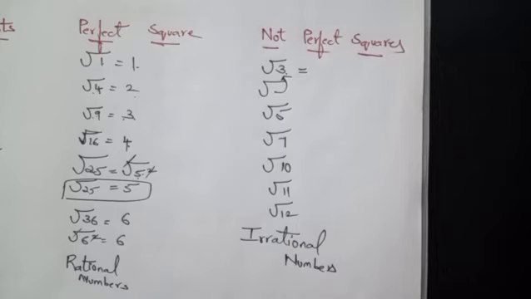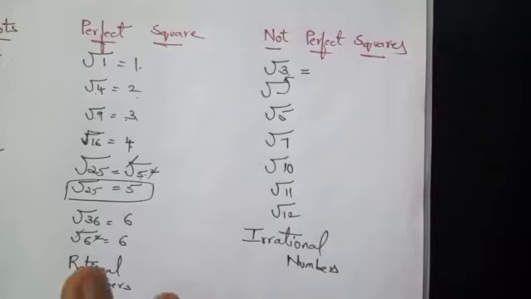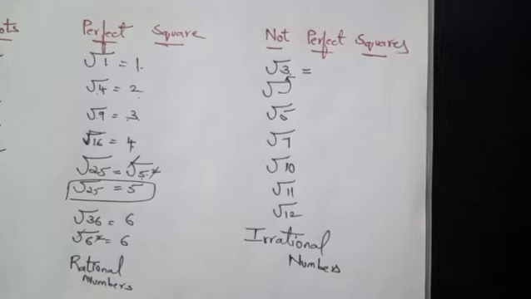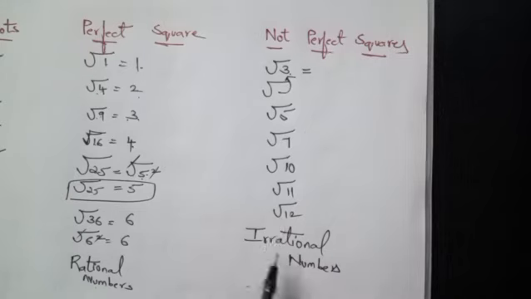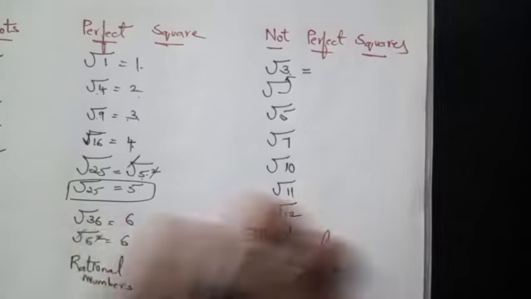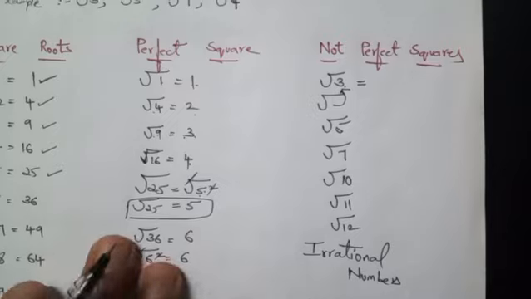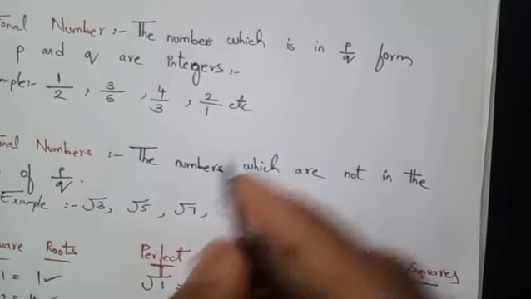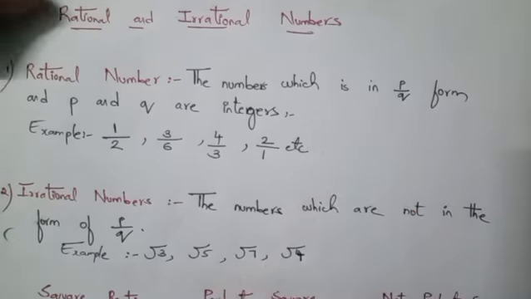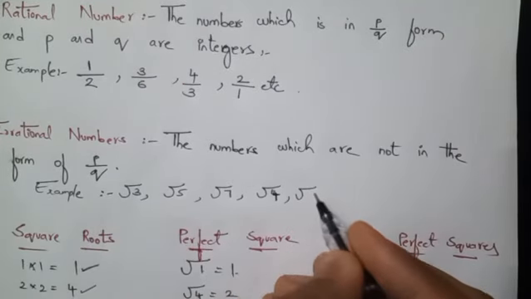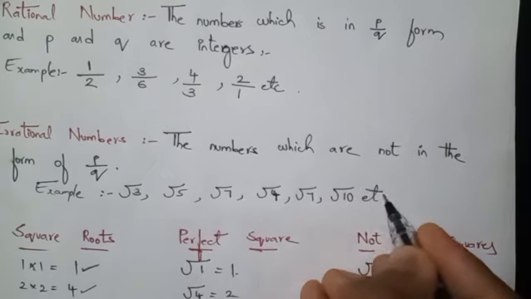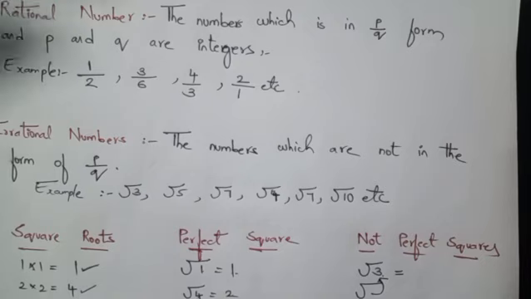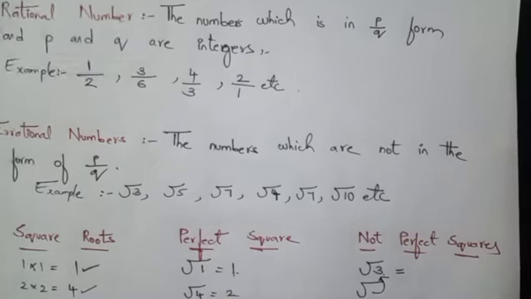We are going to use these terms in upcoming videos. That's why I am explaining this. So what you understood: perfect squares are rational numbers. The numbers which are not perfect squares are irrational numbers. So you understood what are square roots, perfect squares and not perfect squares. Okay, I think you understood. You have to learn these definitions by heart to write in the exams.